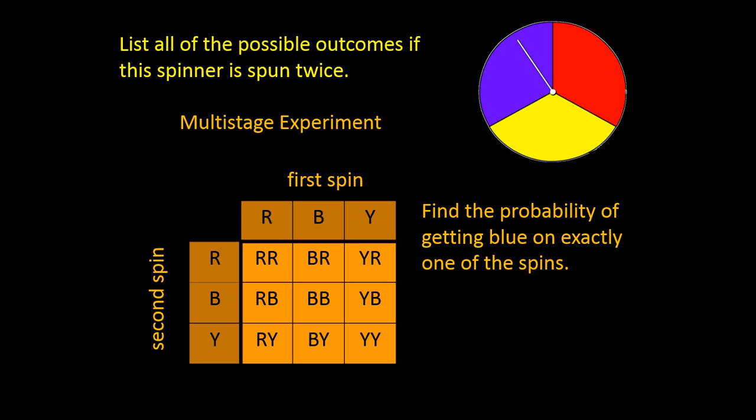So what if we want to know the probability of getting blue on exactly one of the spins? Well, we have these 9 equally likely outcomes. All we have to do is find all of the outcomes in which blue happens exactly once. And there are 4 ways that we can do that. So the probability of getting blue on exactly one of the spins is 4/9.